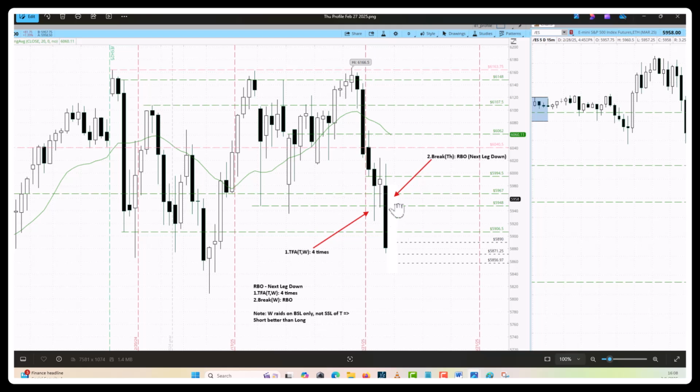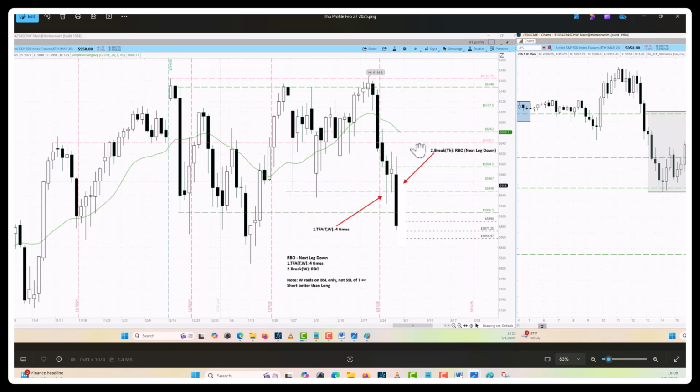We noticed that the key note is that on the Wednesday is a retracement. It didn't break the low of the Tuesday. That means this is the first move down and this is the next leg down. We're going to break our next leg down right there. It will not reverse from here.